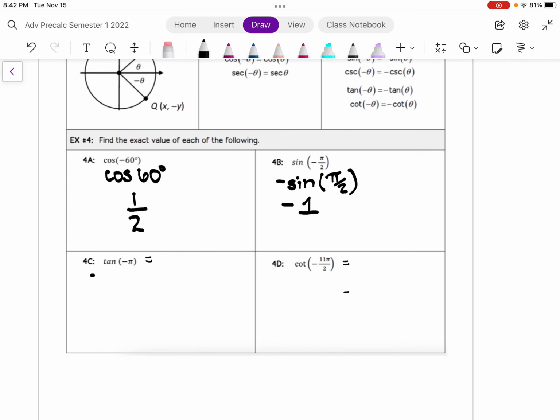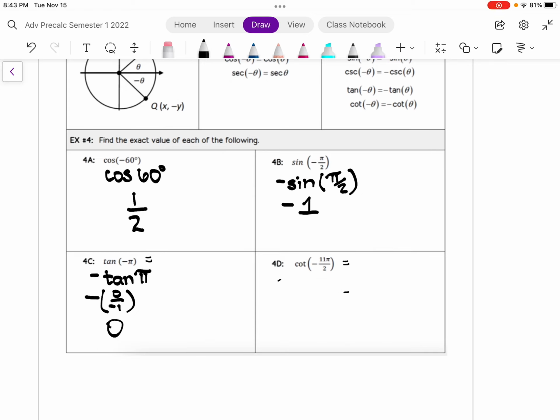Same with tangent. This becomes negative tangent pi. Well, tangent of pi is y value divided by x. So 0 divided by negative 1. And then negative that. Well, a negative 0 is just 0. Doesn't matter.